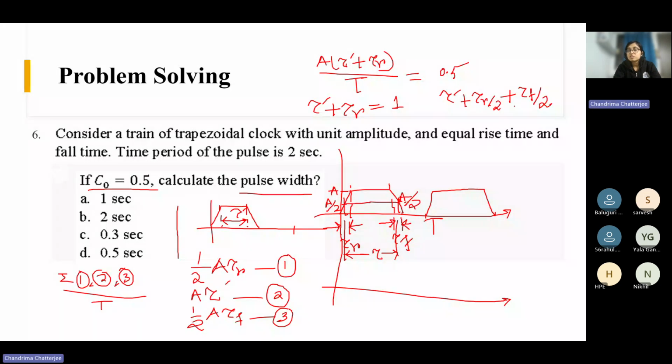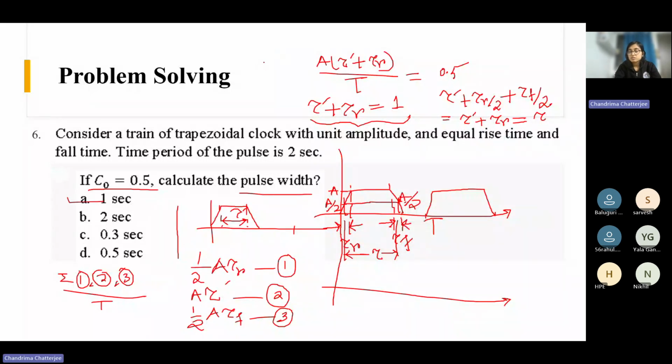Here tau r is equal to tau f. So the pulse duration is equal to tau dash plus tau r. This is equal to tau, and we have already found out this value is equal to 1. That is why the pulse width will be equal to 1.